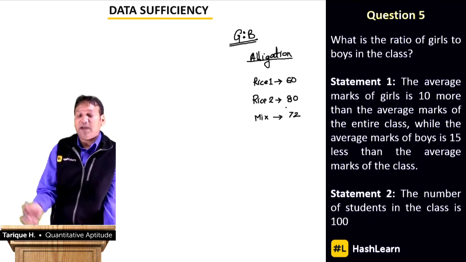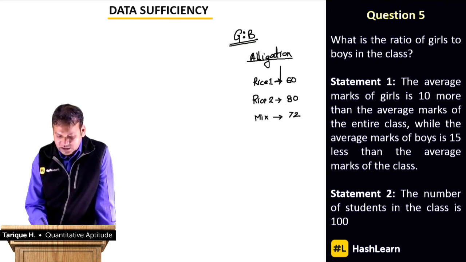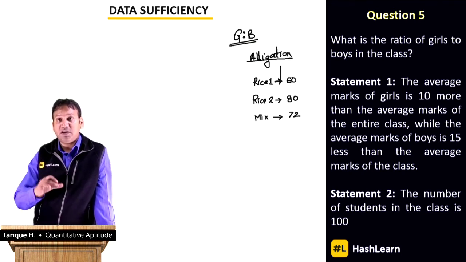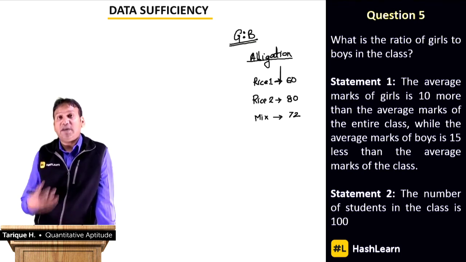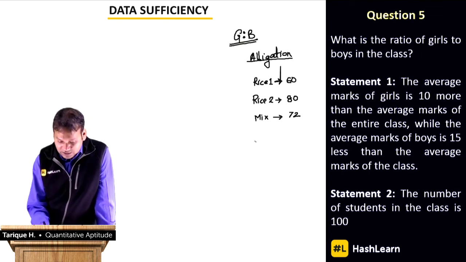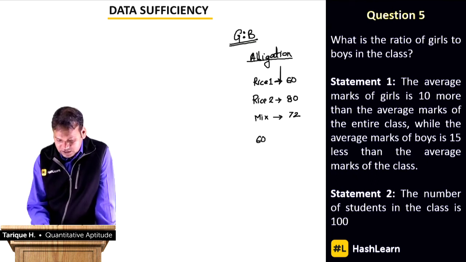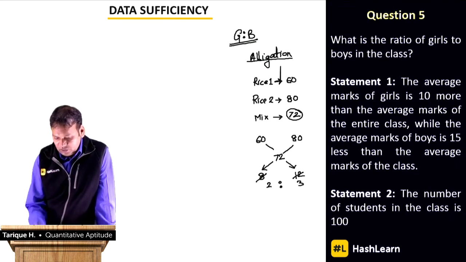I'm just giving an example in addition to this question. Rice 1 is 60 rupees per kg, rice 2 is 80 rupees per kg, and the mixture of the two is 72. What is the ratio in which the rice has been mixed? How do we solve it? By the allegation technique. We keep one value here, 60, one value here, 80, and the mixture goes in the center, 72. 80 minus 72 is 8, and 72 minus 60 is 12, and that gives you the ratio 2:3. This is what we mean by the technique of allegation.